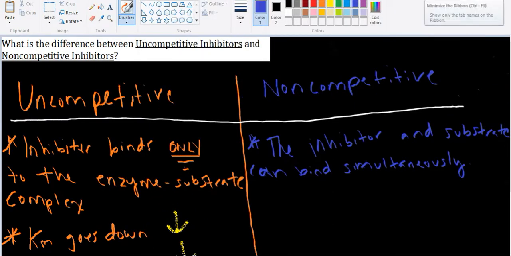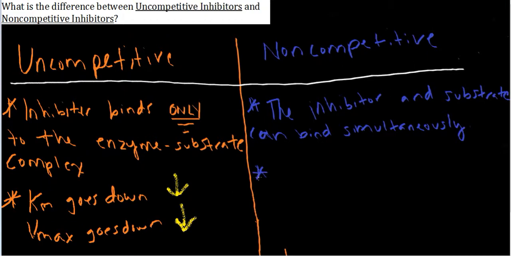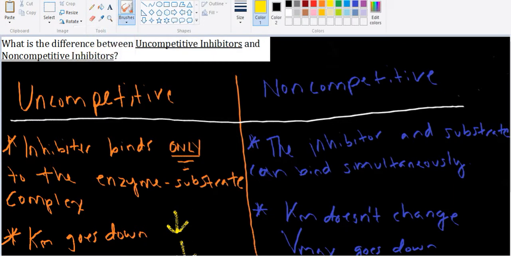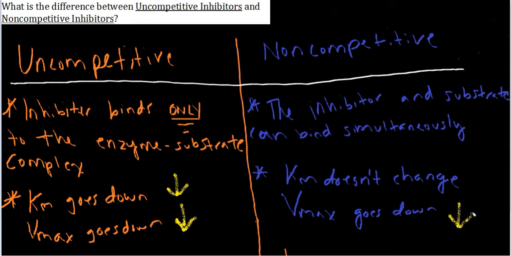And for your non-competitive inhibitor, what's occurring on Michaelis-Menten plots is your Km doesn't change, and your Vmax goes down. Like I said, this might seem foreign, but it all makes sense when you look at the Michaelis-Menten plots. So these are the major differences between uncompetitive and non-competitive inhibition. I'll just give you a quick pictorial representation and examples of the two, and hopefully that sums up the difference between the two.